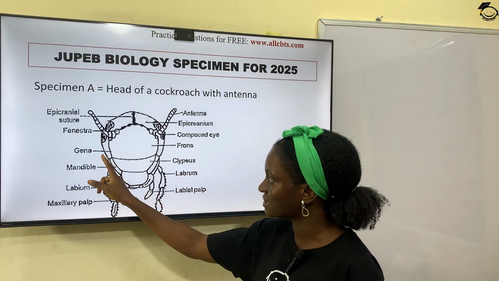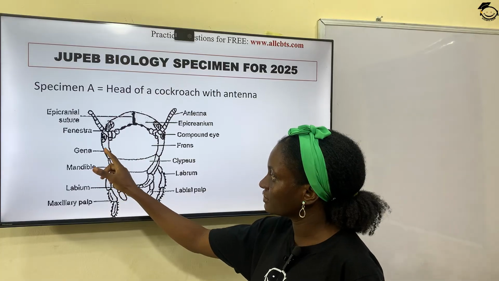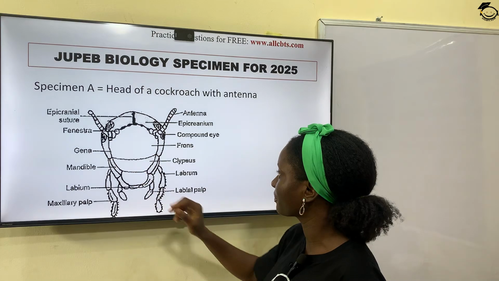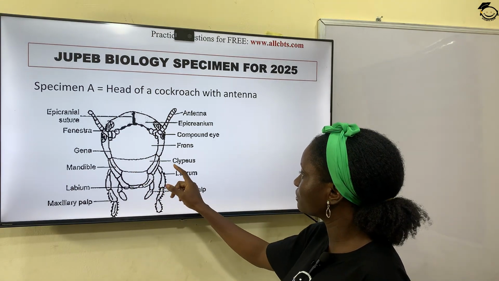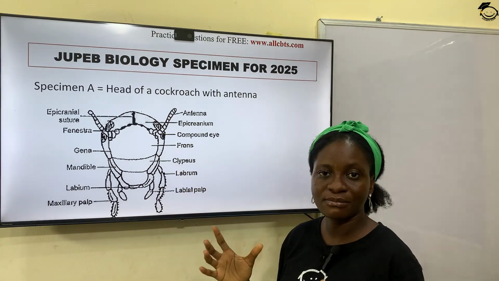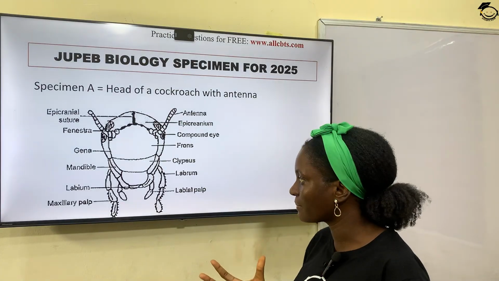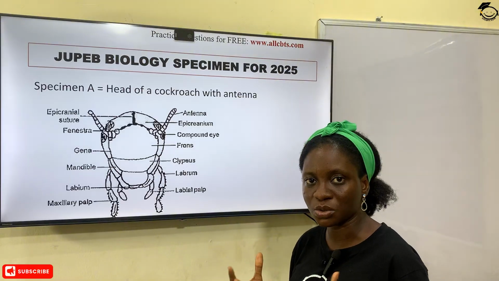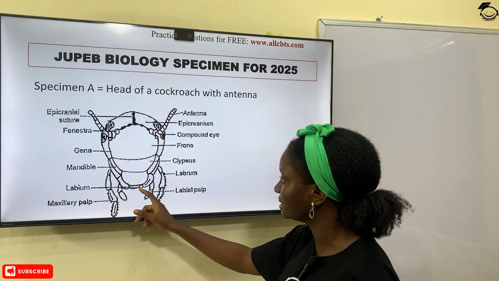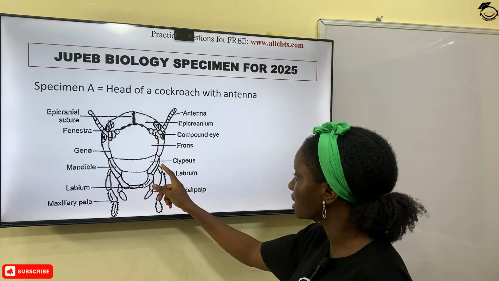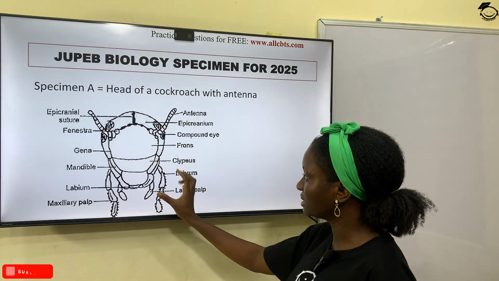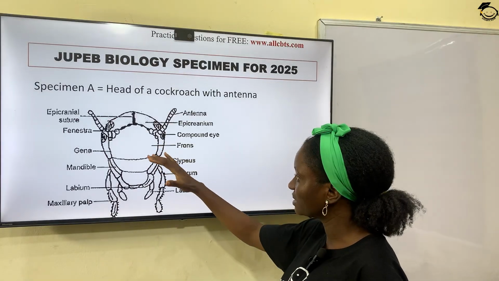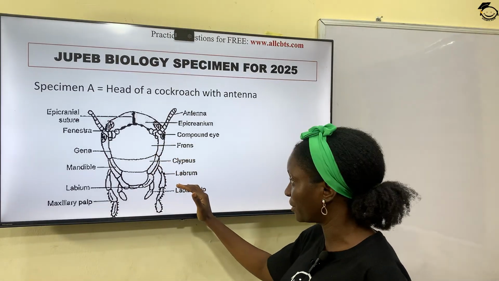Gena, around this side, is for the cheeks. It's around the cheek area. Then the clypeus is part of the mouth, the mouth part. Mandible protects the jaws. If you look at it, it's around the mouth part from the clypeus downward. This is the mouth part. So you need to master the diagram to be able to label correctly.